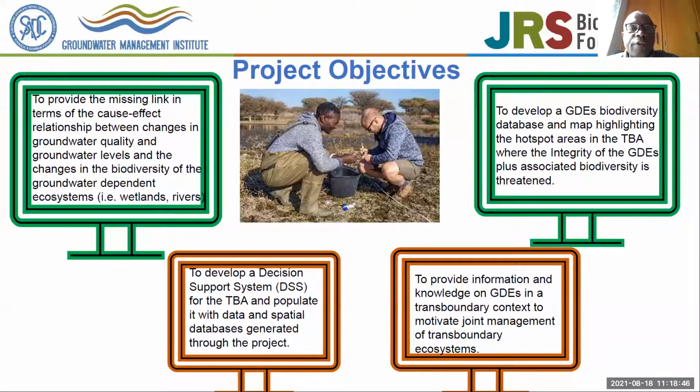And then the project has got 4 objectives. The first one is to provide the missing link in terms of cause-effect relationship between changes in groundwater quality, groundwater levels, and changes in the biodiversity of the groundwater-dependent ecosystems. The second one is to develop a GDEs biodiversity database and map, highlighting the hotspot areas in the TBA, where the integrity of GDEs plus associated biodiversity is threatened.